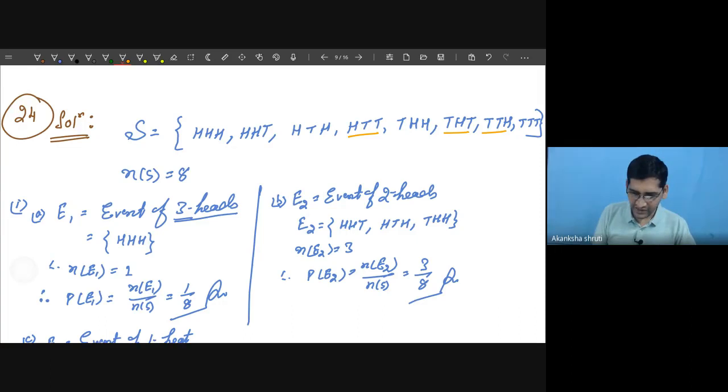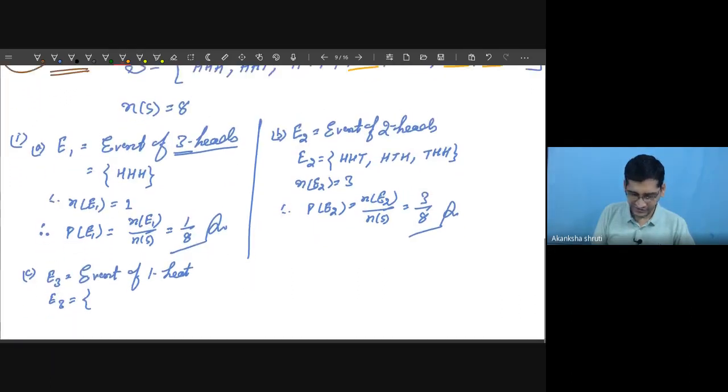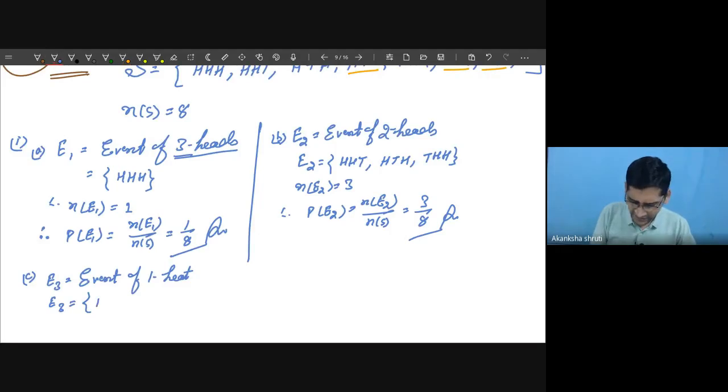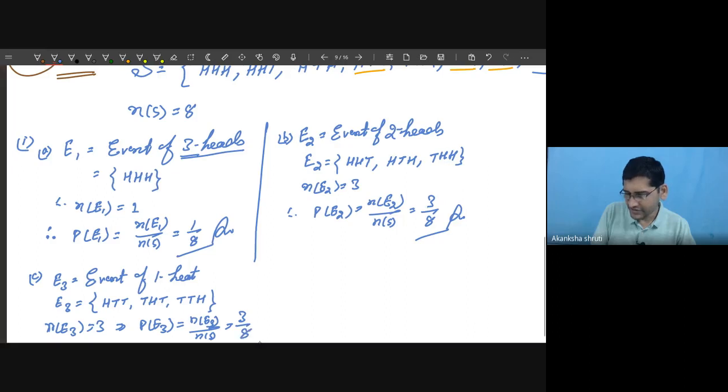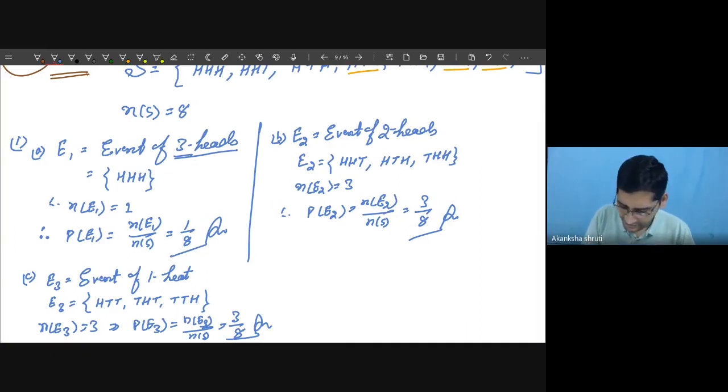So it is also 3 and they are HTT. So we can write here HTT or THT or TTH. Even without observing we can write by placing 1 head among these 3. So n(E3) we can write as 3. This implies P(E3) we can write as n(E3) by n(S). It is our 3 by 8. It's the third part.